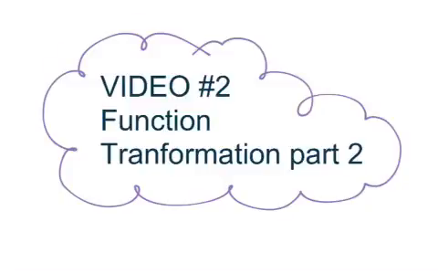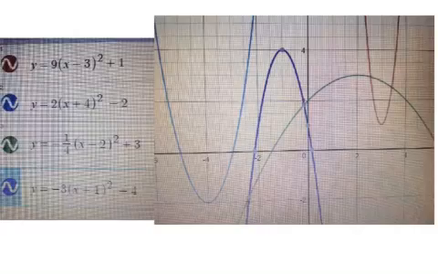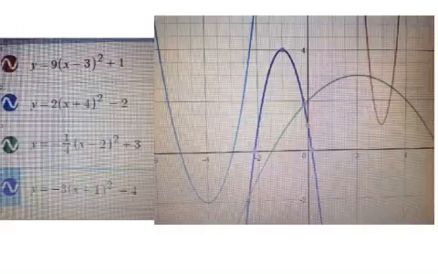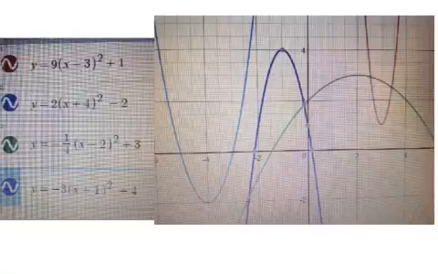Okay everybody, this is a follow-up on the first video I made. So this is video number 2, function transformation part 2. Okay, this one's going to be a bit shorter than the last one. Here we go. So basically guys, we're going to discuss these 4 shapes here, and these graphs I should say. And when we're done, hopefully you will be a master of function transformations.